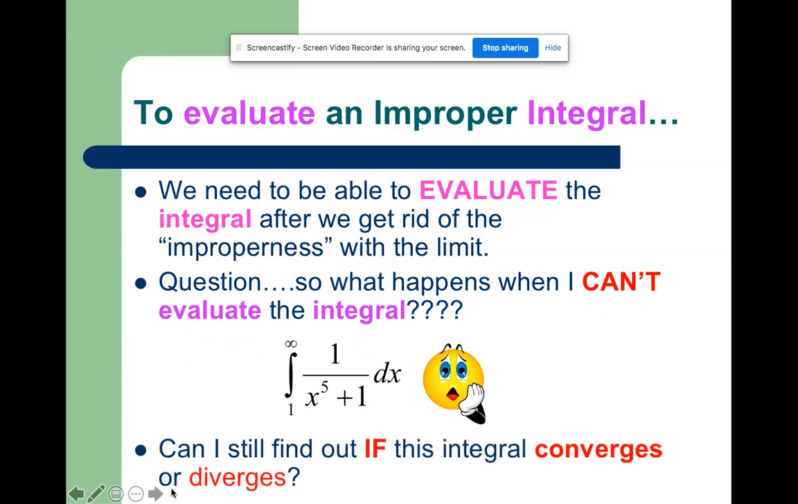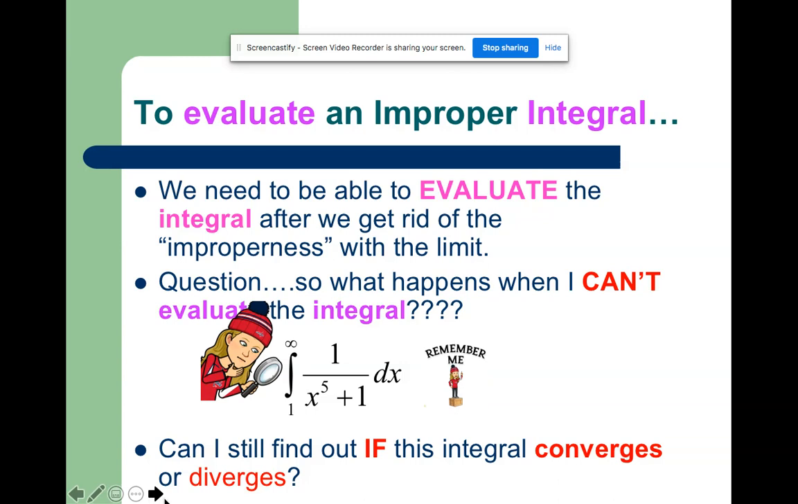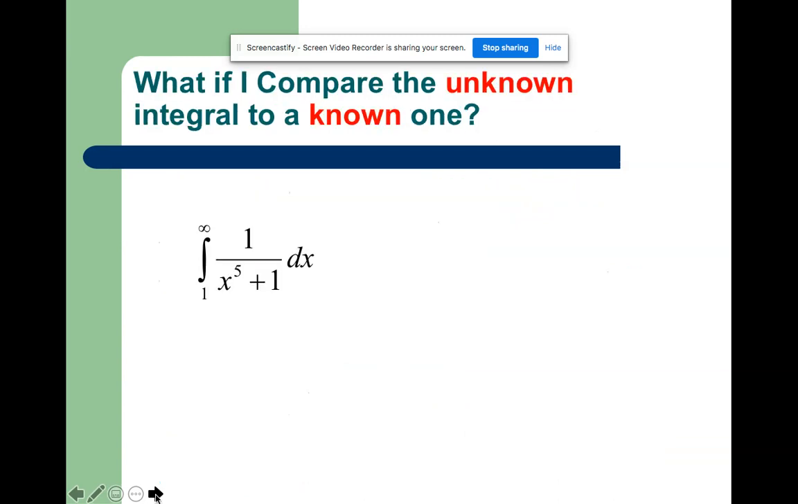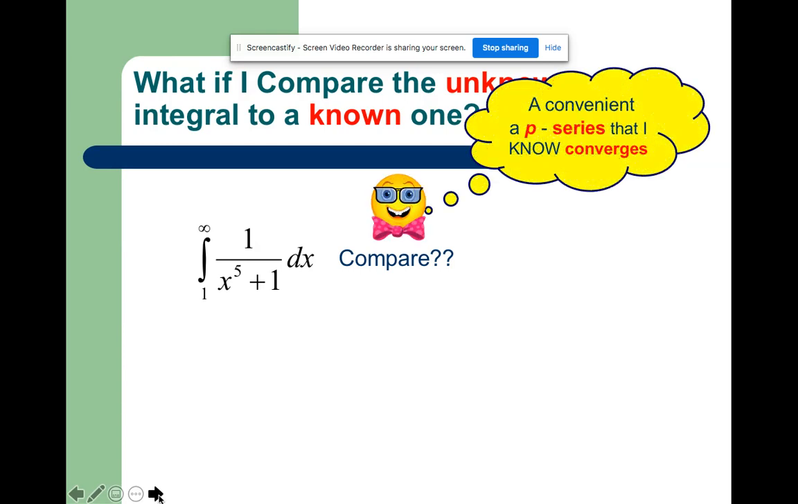What if I just need to know, do you converge or diverge? I don't need to know what you converge to, right? I just want to know converge, period. So look very closely at that integrand. Does it look familiar? Not exactly, but look at that list that I just asked you to make, 1, 2, and 3. I'm going to compare this improper integral to one I know, a convenient p-series.